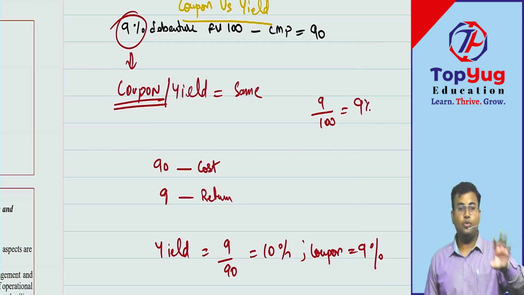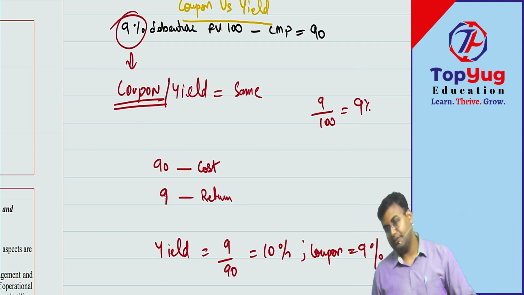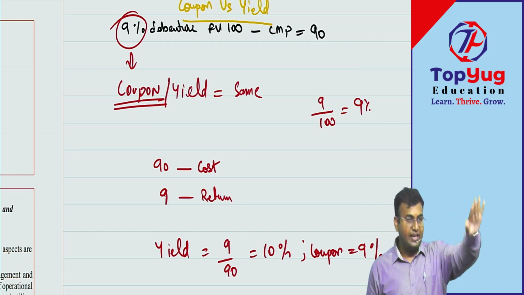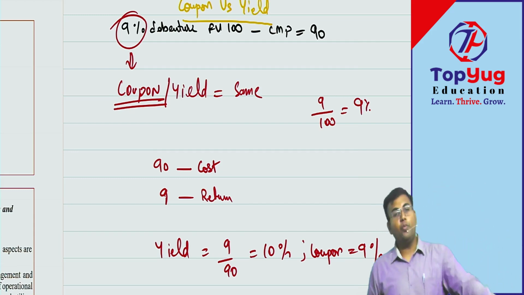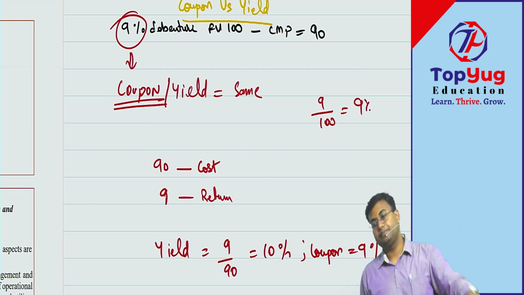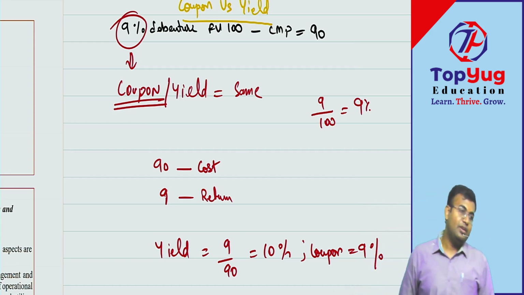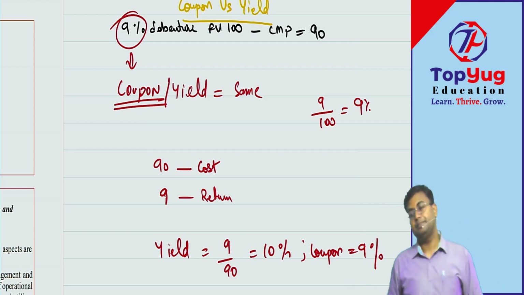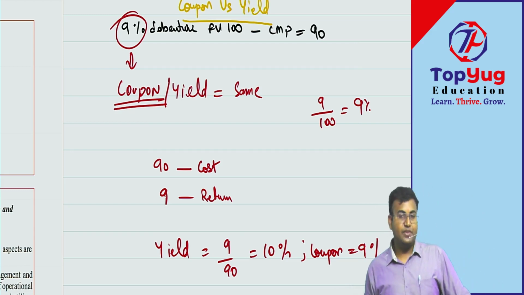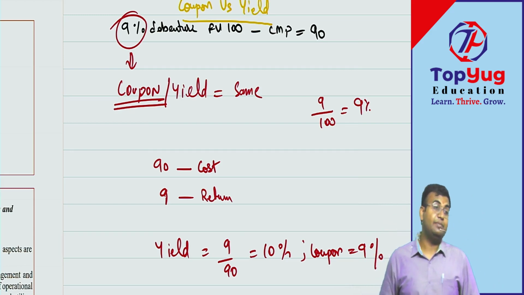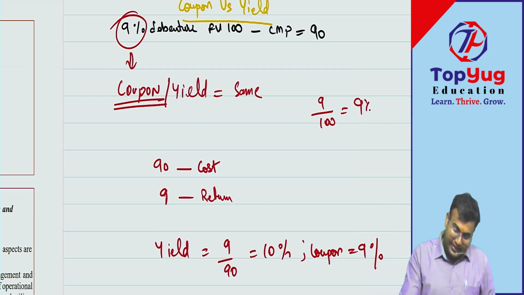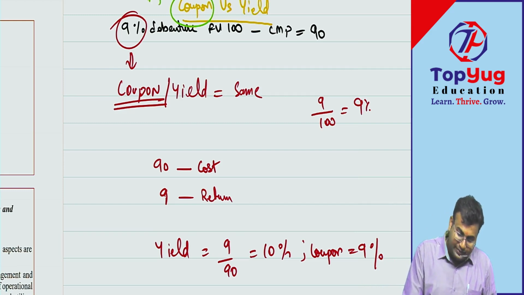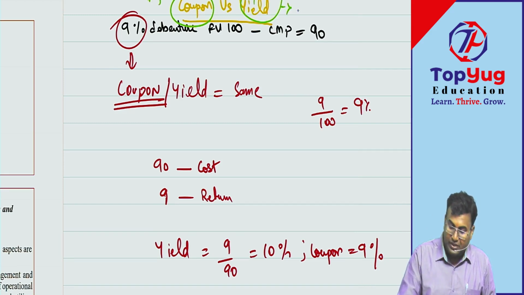So what is a coupon? Coupon is what is there on the face. Coupon is something which is agreed. Yield is something which you get. Write down. Coupon is something which you agree. Yield is something which you actually get.